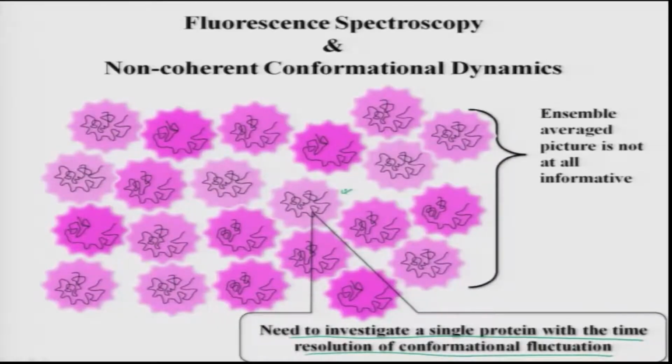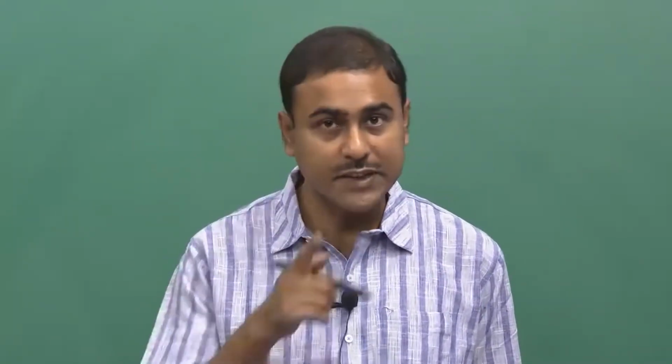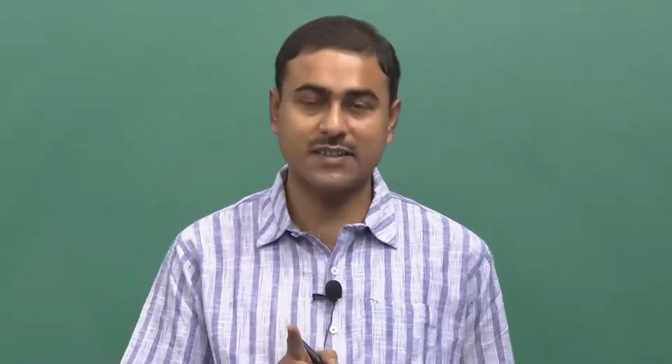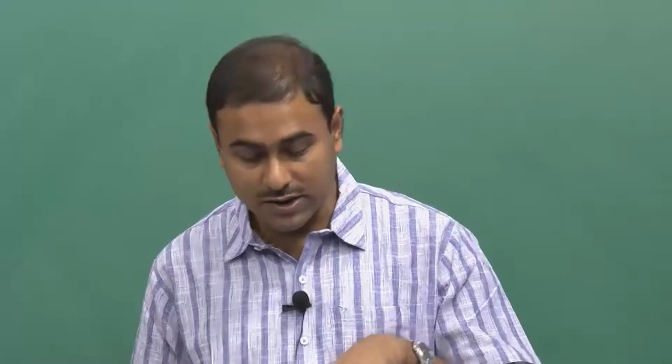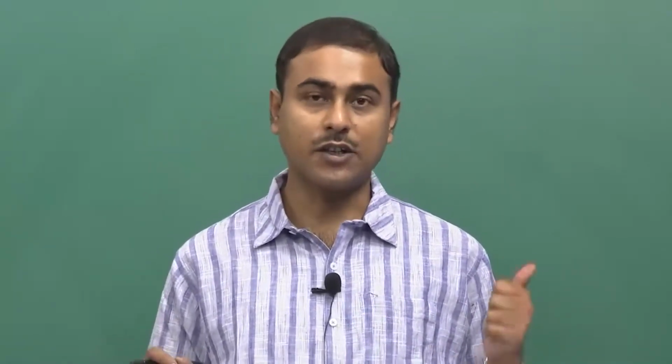If I see only this one, I will be able to tell how with time these biomolecules are fluctuating. If it is fluctuating, its fluorescence intensity must fluctuate, because I have a fluorophore over here and a quencher present over here. So if I sit on this particular biomolecule and see how the fluorescence intensity changes with time, I should be able to comment on the conformational fluctuation dynamics of this biomolecule.